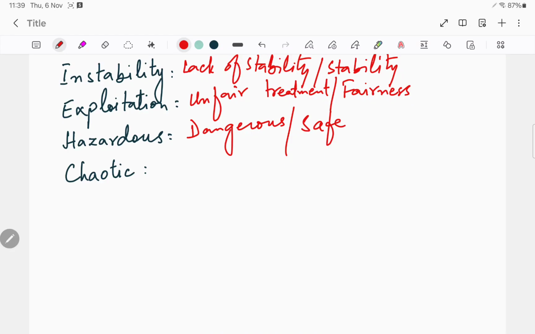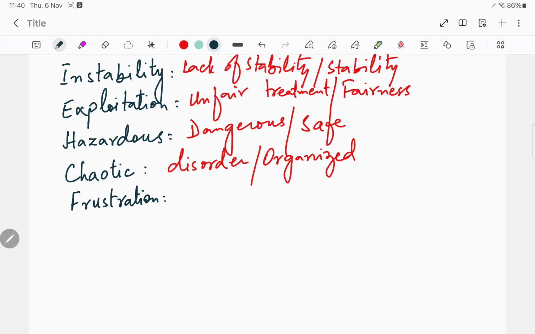The next word is chaotic, which means something which is in disorder or confused, and the antonym can be something which is organized. The sentence can be uncontrolled urban growth has turned many cities into chaotic settlements. That means they are not arranged in a proper manner.